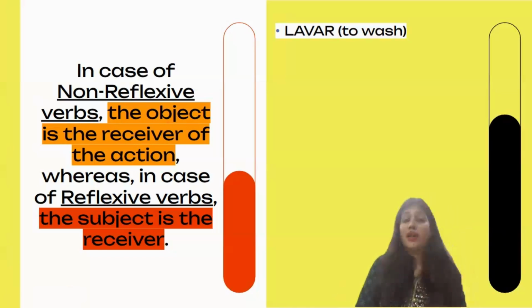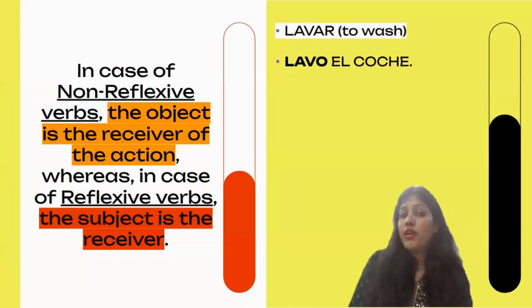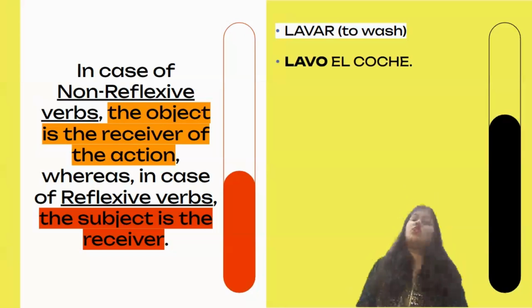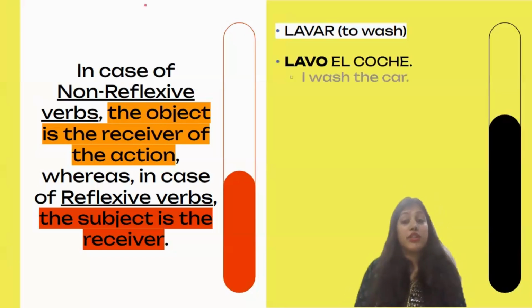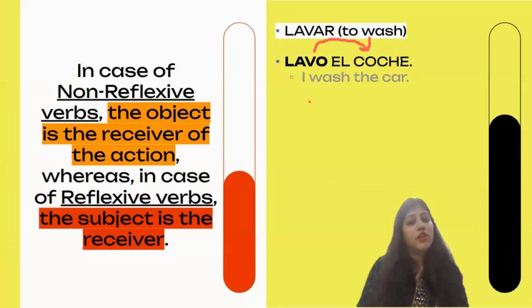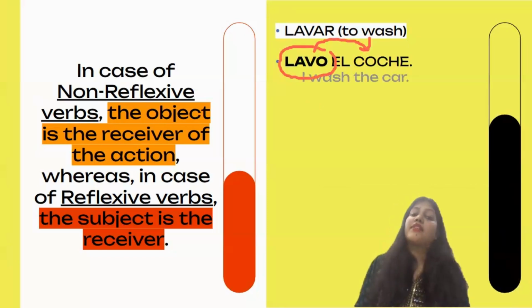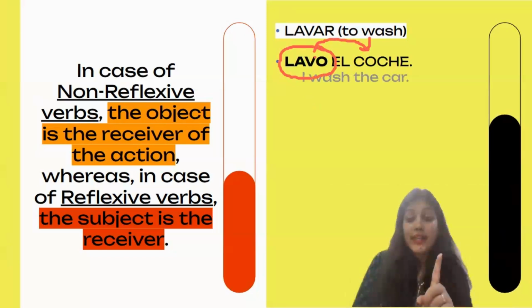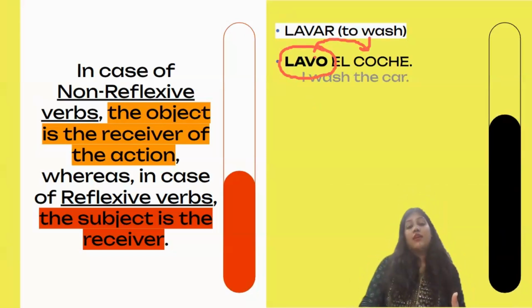I'm taking the verb lavar, which means to wash. I say lavo el coche. So, I wash the car. यहाँ पे object is the receiver of the action. So इसीलिए यहाँ पर मैंने reflexive pronoun use नहीं किया while writing the sentence.